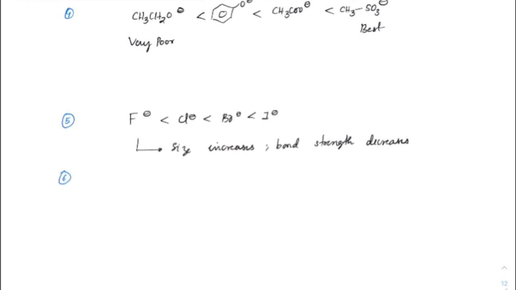Got it? And also you can see, if you compare I minus, that is also the weakest of the bases in comparison with HF, HCl, HBr and HI. HI is the strongest acid, so its respective anion I minus, or the conjugate base, would be the weakest, and hence that is a better leaving group.